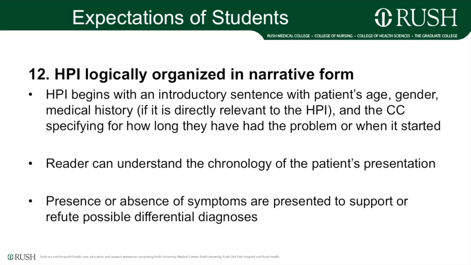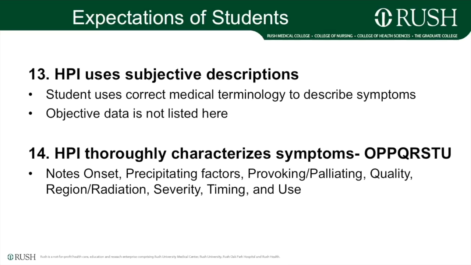Number 12, your HPI should be logically organized in a narrative form. So begin with an introductory sentence that includes the patient's age, gender, medical history, and their chief complaint, and specify for how long they've had this complaint. The reader should be able to understand the chronology of the patient's presentation. You should also include the presence and absence of symptoms to support and refute possible differential diagnoses. Remember to stay in the subjective, so you should use the correct terminology in this part of the history. Objective data is not listed in the HPI.